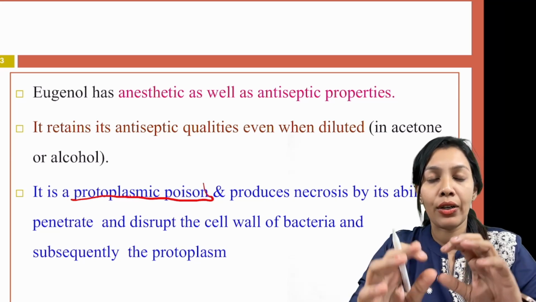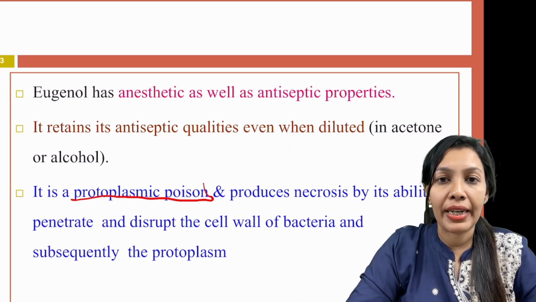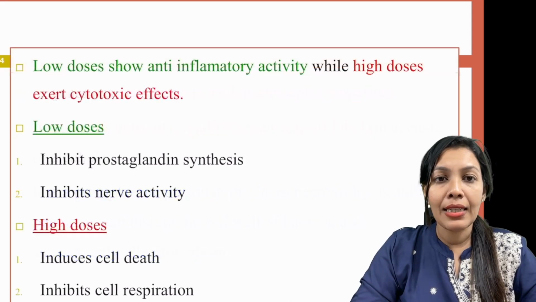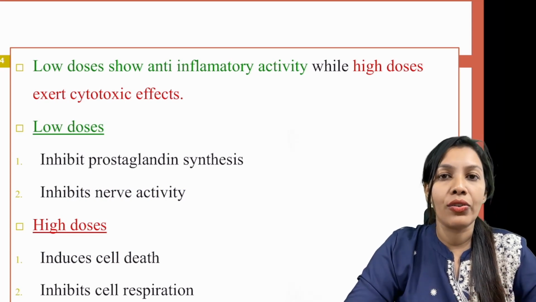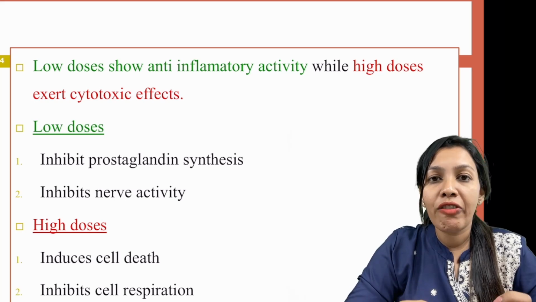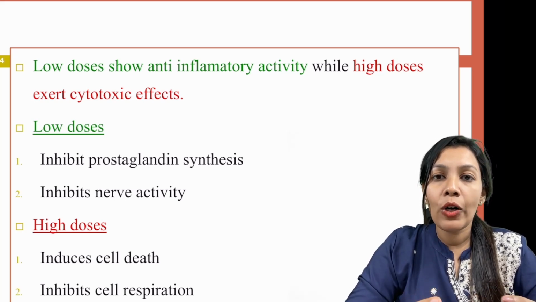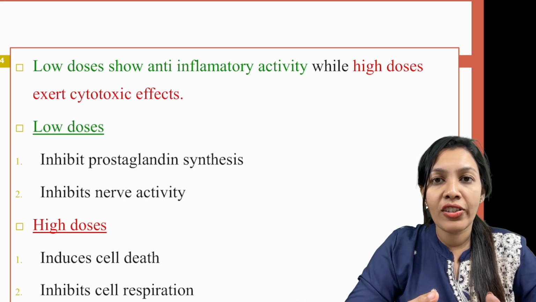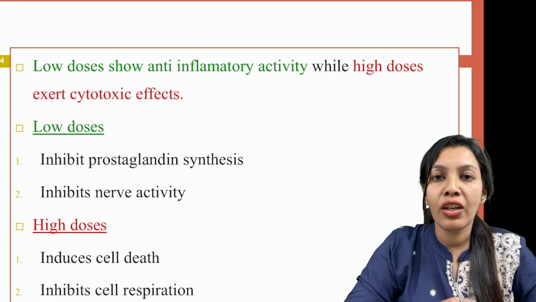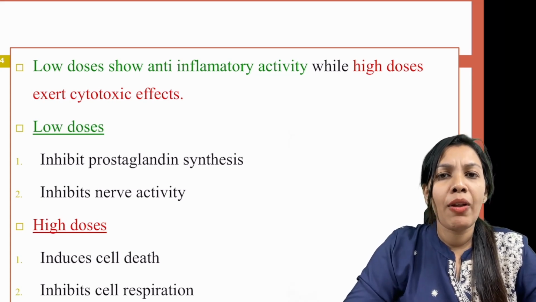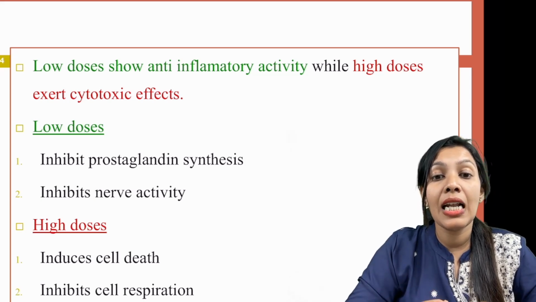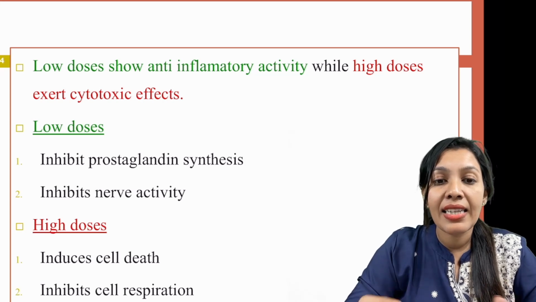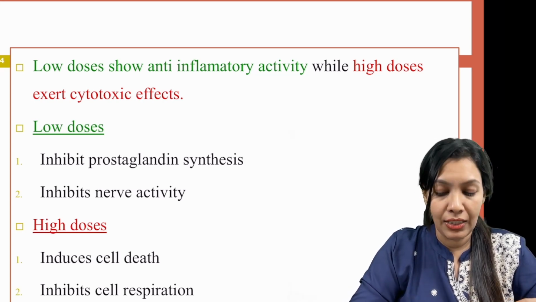There is continuous destruction of the microorganism taking place. And there are two concentrations of eugenol: low concentration and high concentration. Low concentration reduces the inflammation of the pulp, and high concentration causes the destruction of the microorganism. So the inflammatory mediators like prostaglandin synthesis is reduced at low concentration, and in very high concentration there is cell destruction, cell death, and the cell respiration is reduced.